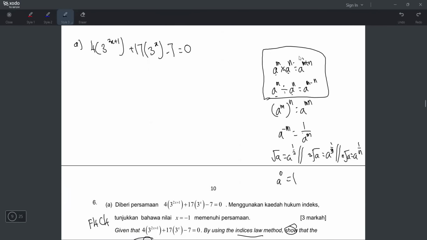So what you can do is become 4 times, and this one you should separate everything. Break it apart. So when you break it apart, it becomes what? You can see a power m plus n, your a is 3, and the m plus n is the 2x plus 1. So imagine you change it to this. It's going to be 3 power 2x times 3 power 1. You are still using this formula, just in reverse. And then plus 17, times 3 power x, and then minus 7 equals 0.